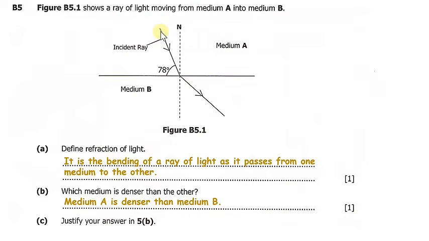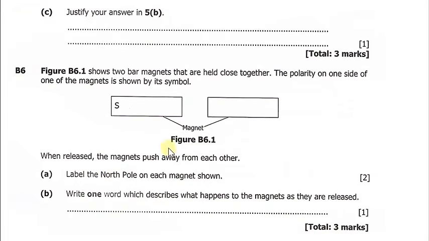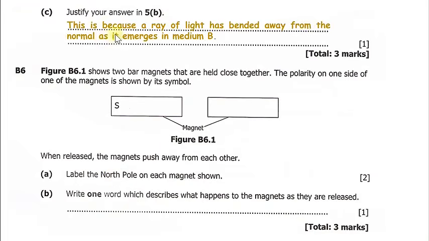According to the way we teach, if a ray bends away from the normal in the other medium, like in this one, where it has bent away from the normal, it means medium B is less dense than medium A. That is the justification there. So we can say this is because a ray of light has bent away from the normal as it emerges in medium B. Then let's come to B6.